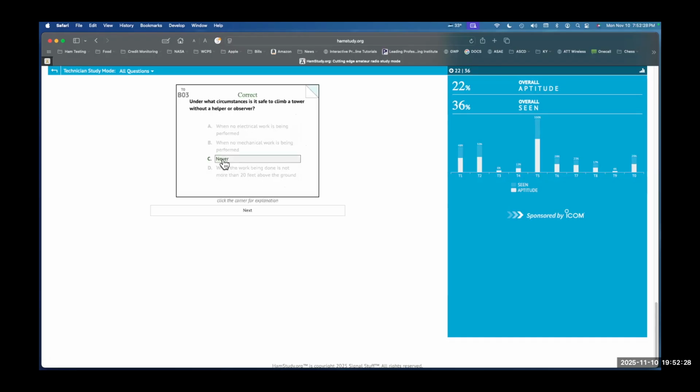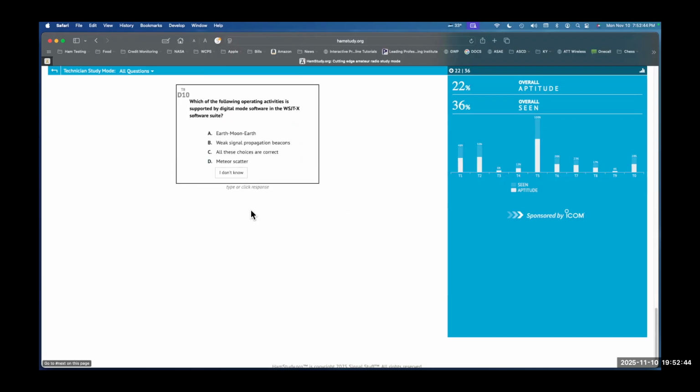Never climb a tower without somebody there, because even at 20 feet, or for me, even at 5 feet, if I fall off, I'm going to break something. So that's just a common sense one, and we will talk about that in Module 9 next week.